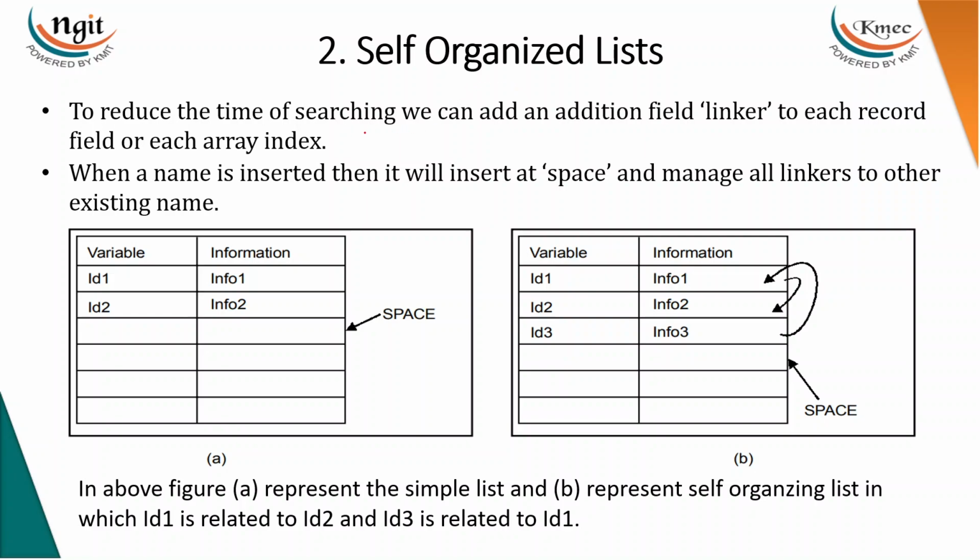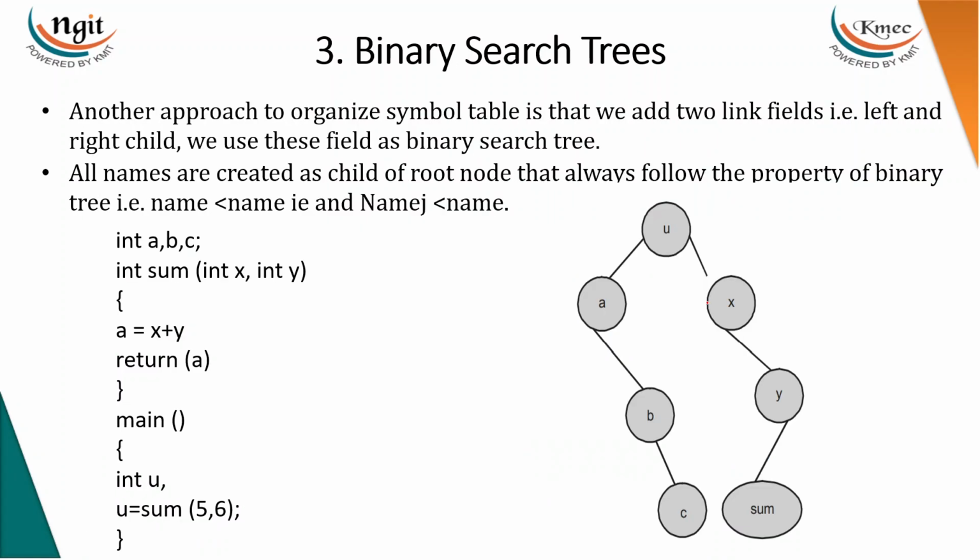See, here we are reducing the time for searching by adding a field called linker to each record, showing how it is going to be related. In the normal list we have just the information about the identifiers, but here we are specifying that id1 is related to id2, id3 is related to id1. So like that we are giving some information about the relationship between the identifiers. That's it. No other difference between the list and self-organized list.